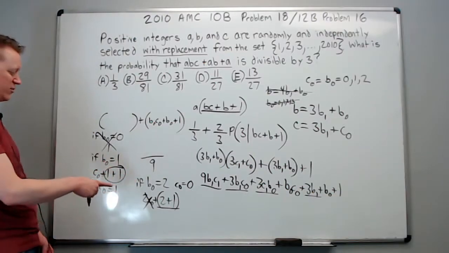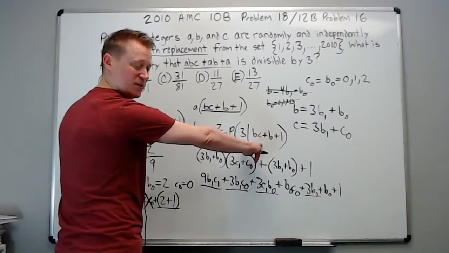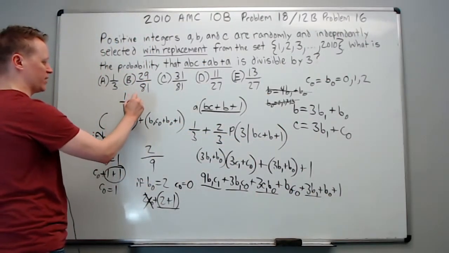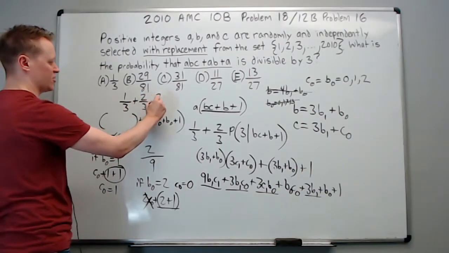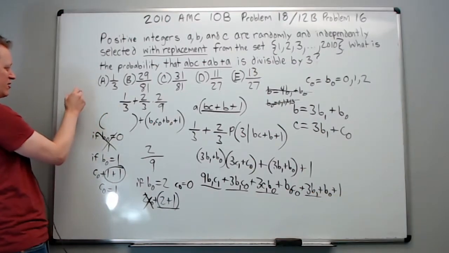So how many ways did we get? We got 2 ways. 2 out of 9 is this probability right here, and we're just going to clean it up now. It's 1/3 plus 2/3 times 2/9. That's 4 over 27, and this is 9 over 27.